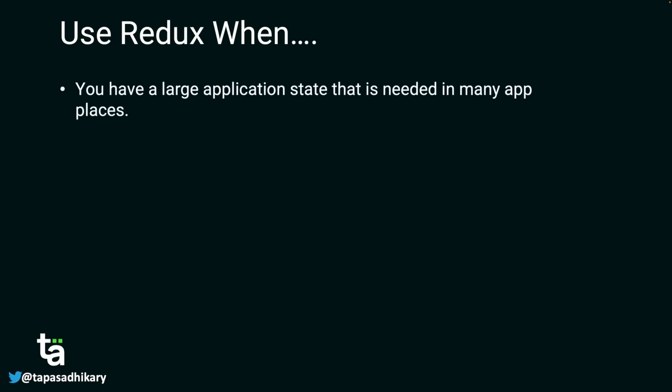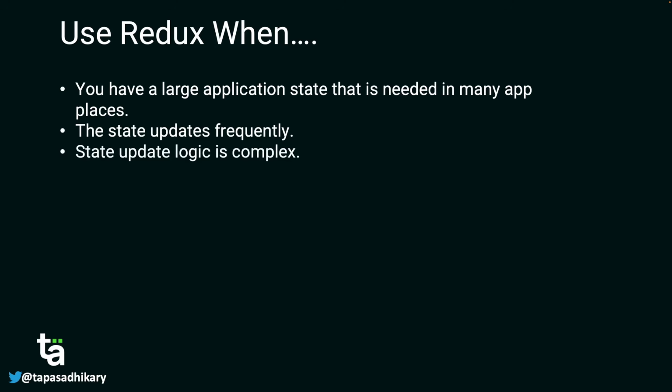So use Redux when you have a large application state that is needed in many components of the app. That's one of the indicators that you might want to use it. Or the state gets updated very, very frequently, so then you need the predictability. That's why you will be using Redux. Then, if the state update logic is quite complex, you want to isolate it in the reducer. You have seen the reducer is the guy which actually does the logic of state update, so you can isolate that.